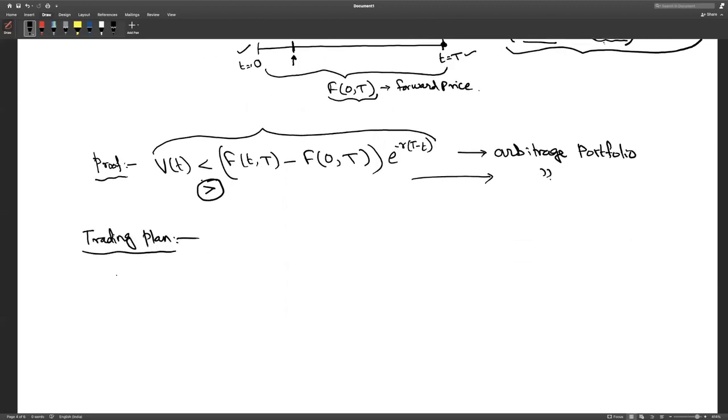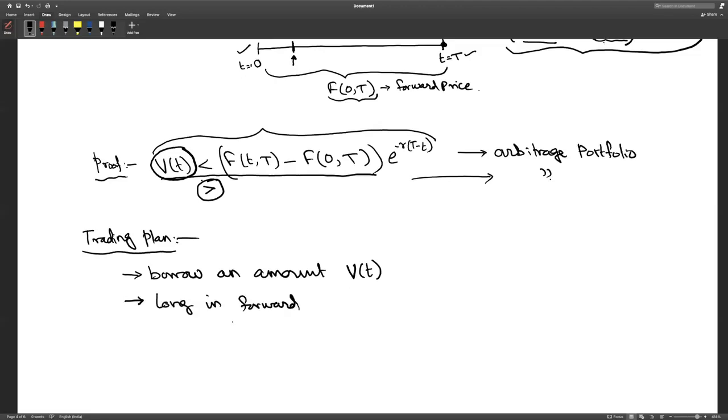How you go is, I'm doing it for this less than case. Borrow an amount, whatever is called V of t. Okay, so these are mathematical proofs. Don't connect the proofs with reality. Formulas may be used in real life. So take a long in forward. It means take a long position in the forward contract with the forward price f of t, and delivery time of course is capital T, at time t, not t equal to 0.